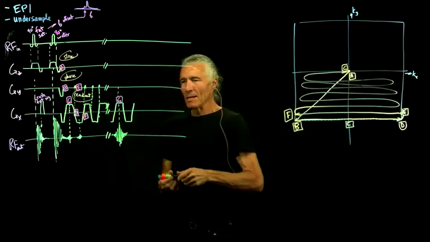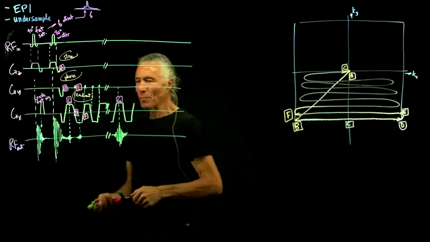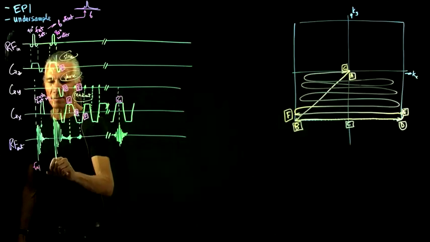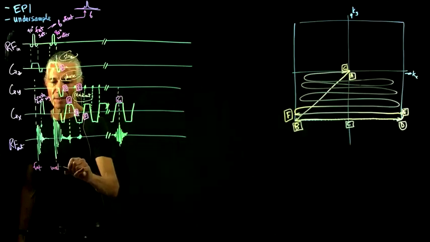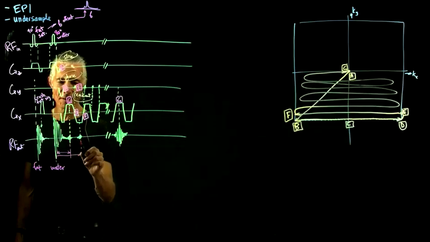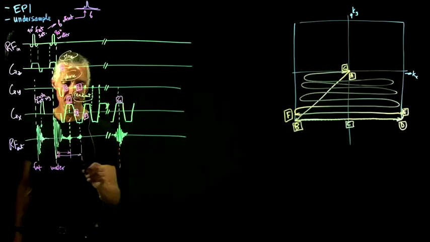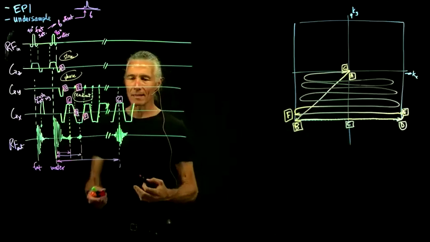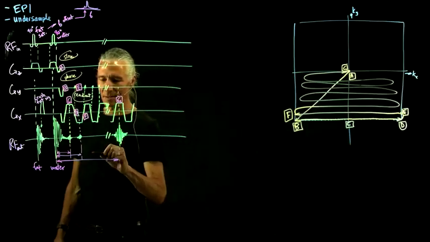One of the things you notice is there's a whole bunch of TEs here. This was the fat one, and this was the water one, and the fat one we can ignore. But that's a TE, and that's a TE. They're all different. And then this is a TE, and this is the TE that, if you look on the scanner console, you set. This is the TE you're setting.